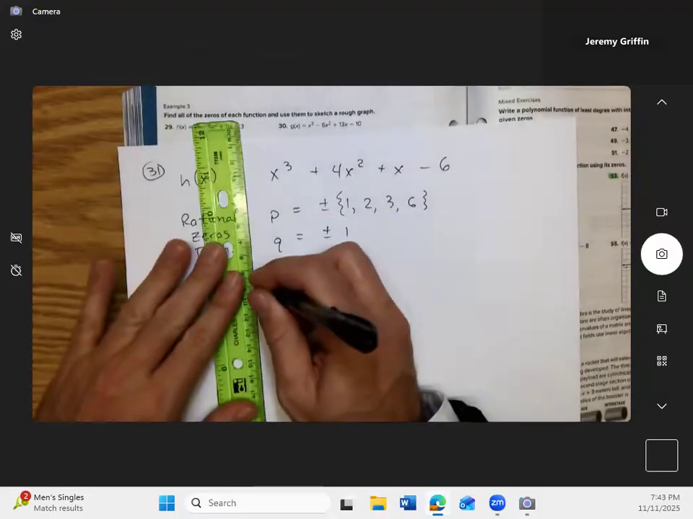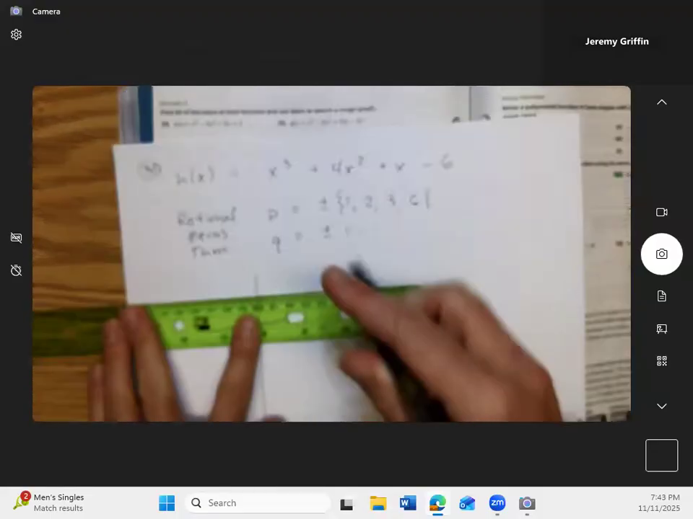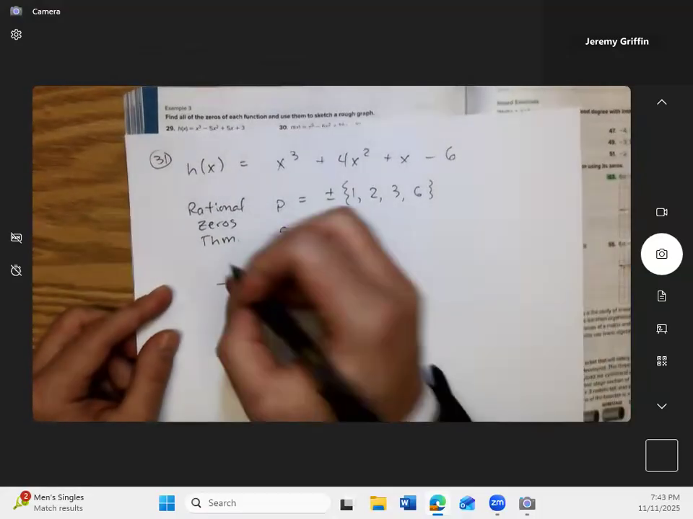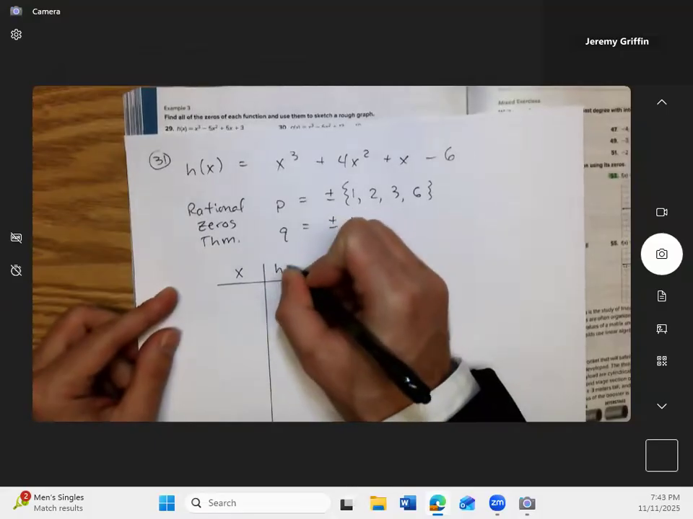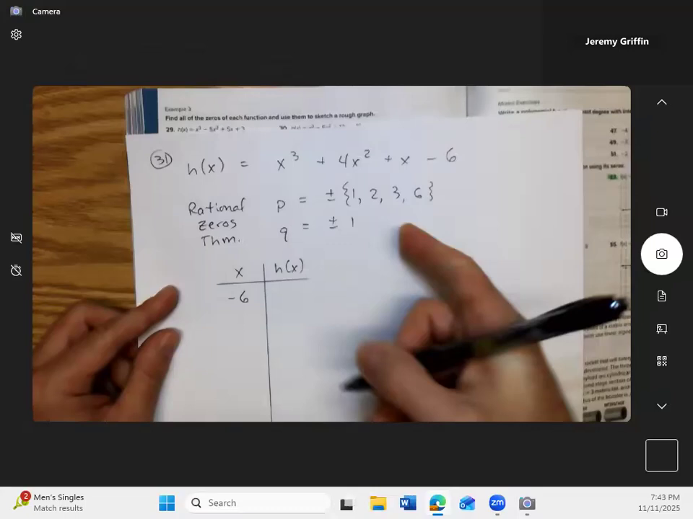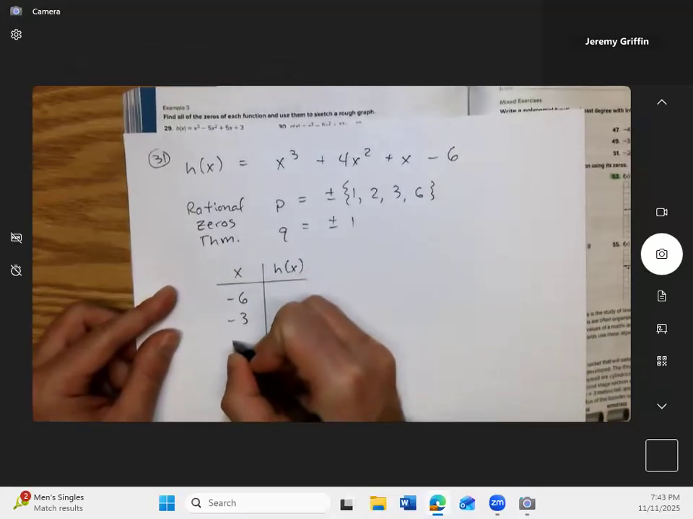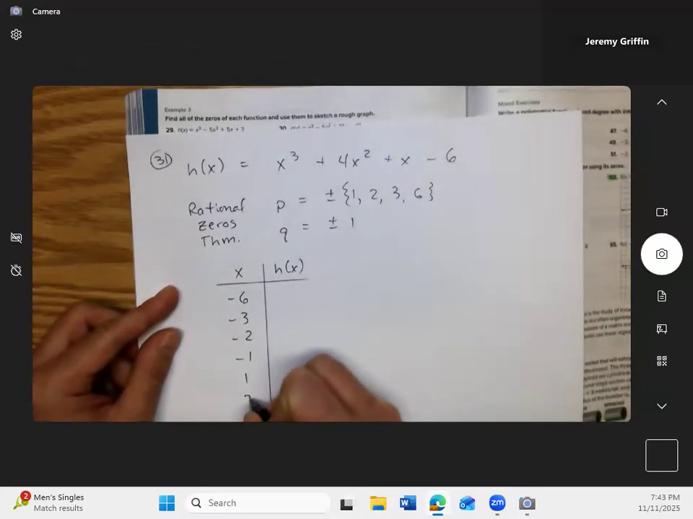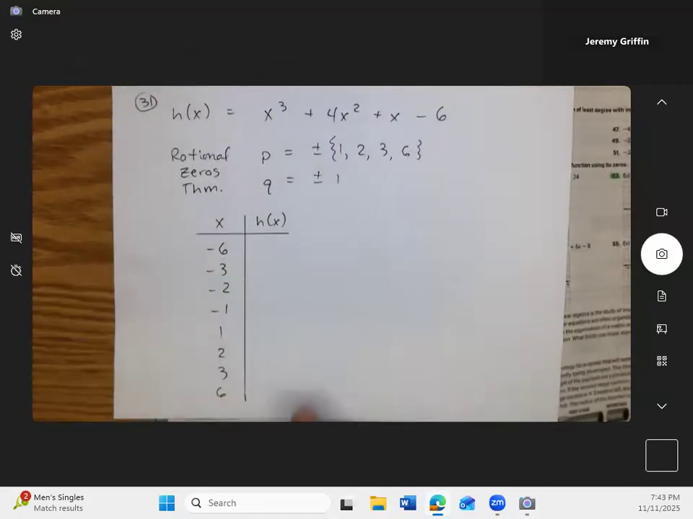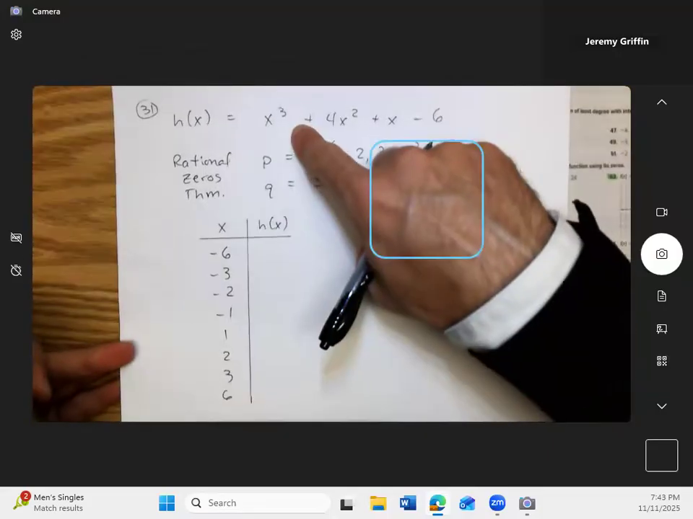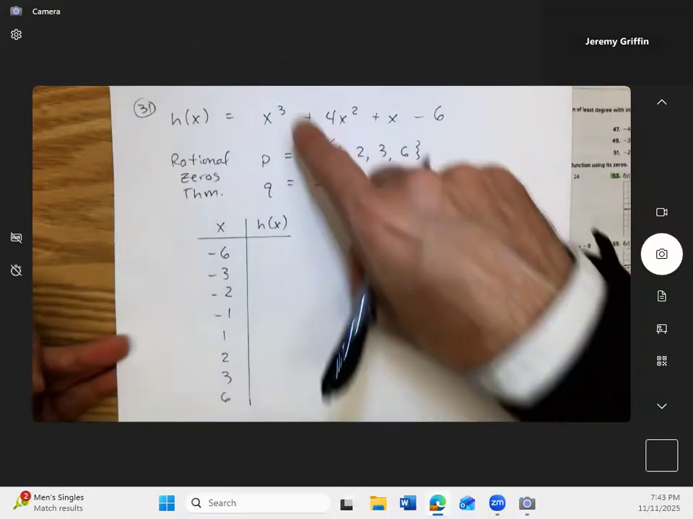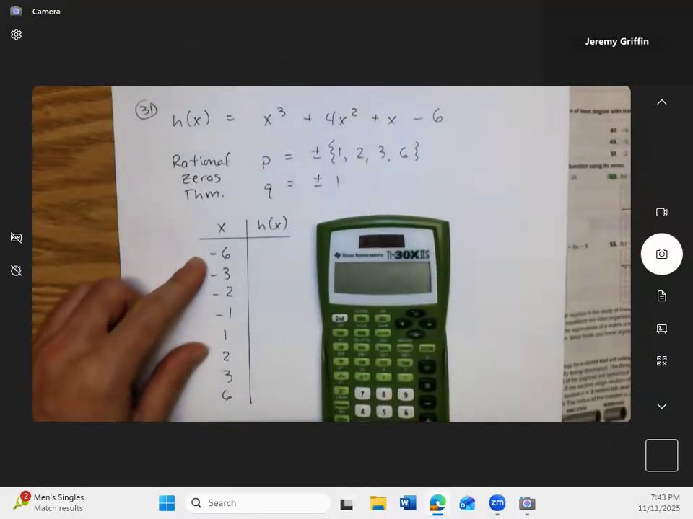So I'm going to make a table, and I have some pretty good options to start looking for rational zeros. So x and h of x. Maybe I'll put them in order: -6, -3, -2, -1, 1, 2, 3, 6. I hope I get a bunch of zeros out of this. If I get 3 zeros, that would be all of them. I could just stop there, because I know there's 3 zeros altogether. I just don't know at this point if some of these are imaginary or not.